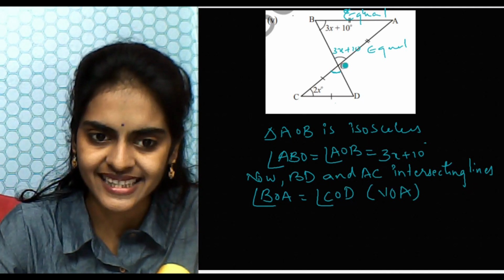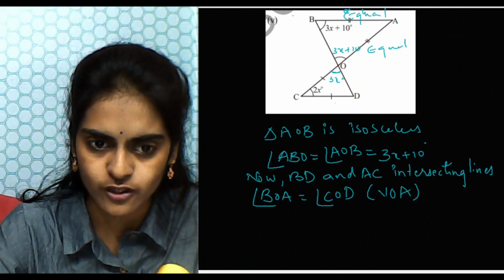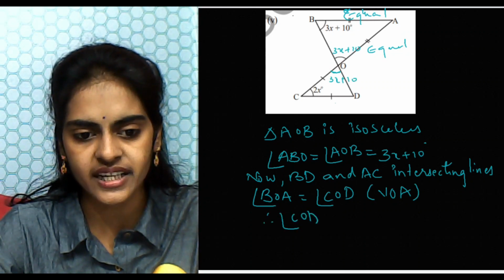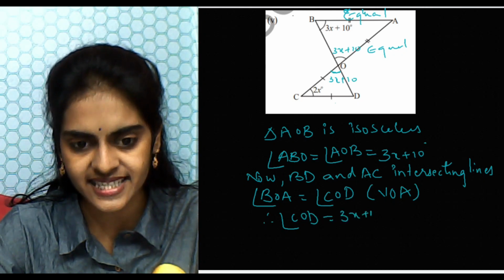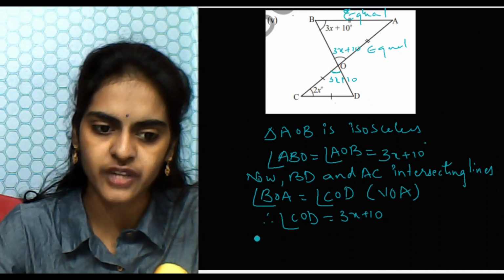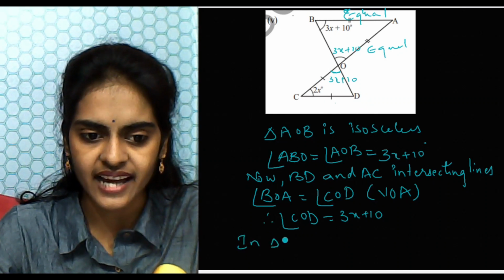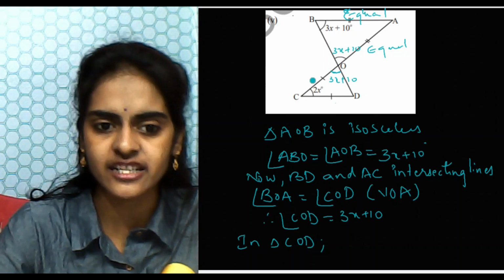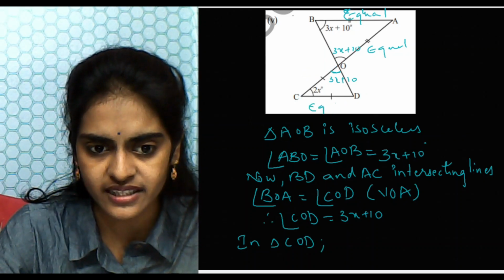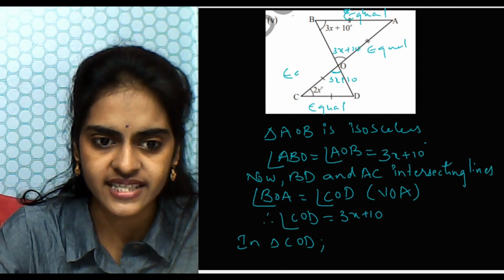So we know this is 3x plus 10. So what about this angle? It is also 3x plus 10. Therefore angle COD is what? It is 3x plus 10. Understood? Now just see in triangle COD. In triangle COD, you can see it is also an isosceles triangle. You can see these two sides are equal. So this side is equal to this side.